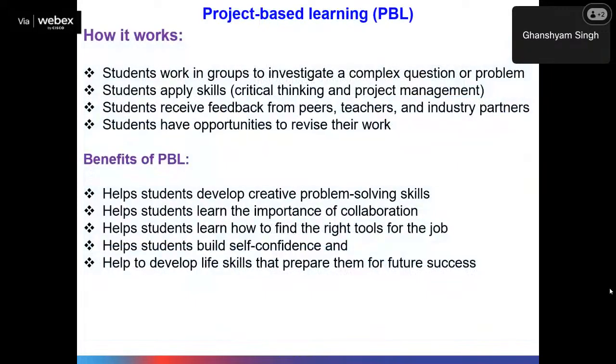So, how does project-based learning work? Students work in groups to investigate a complex question or problem. They should apply their skills, whether it is critical thinking or project management. They receive feedback from peers, the teachers, and the industry partners, and they have more opportunities to revise their work. So that is how project-based learning works.